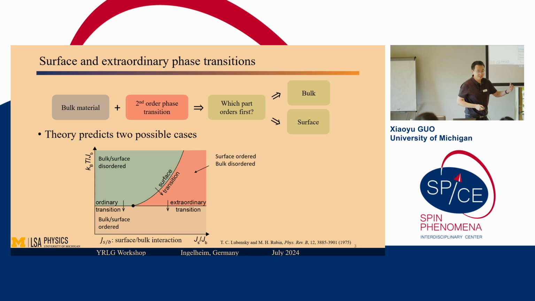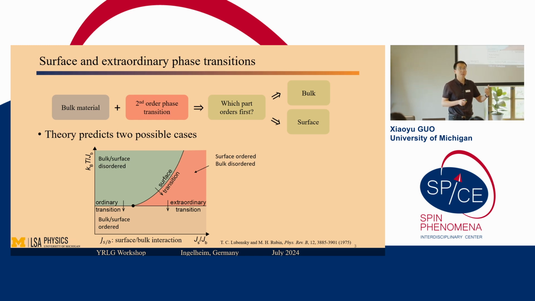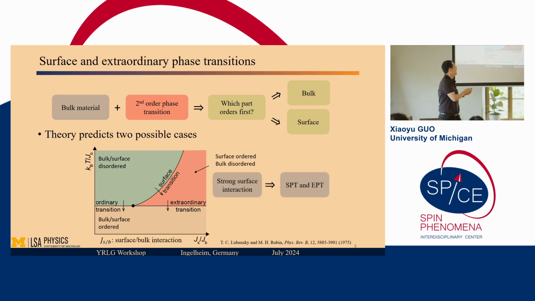So if you think about this phase diagram, it actually makes physical sense. This is because when we reduce the dimensionality from 3D to 2D, the Mermin-Wagner theorem tells us that there's more fluctuation, right? And at the surface, it is essentially reduced dimensionality. And in order to have it still order more easily, you need to have stronger surface interaction to compete with the stronger fluctuation at the surface. So the take-home message is that the stronger surface interaction will give rise to the surface and extraordinary phase transitions.